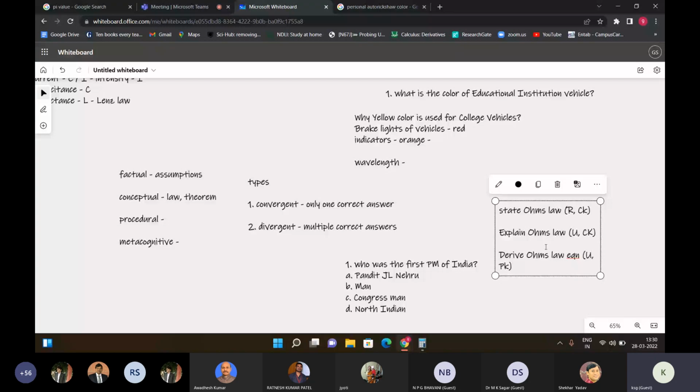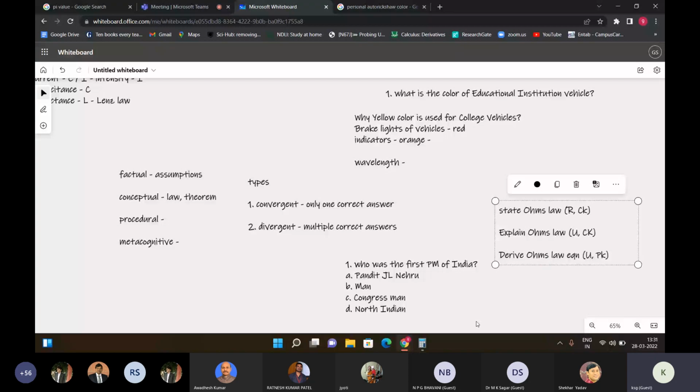So the Ohm's law component is going to remain the same, but when I compare Ohm's law with the verb, it comes under conceptual knowledge. Ohm's law, when I compare it with the same verb, comes under content knowledge, conceptual knowledge. When Ohm's law is getting compared with the verb derive, here it comes under procedural knowledge.